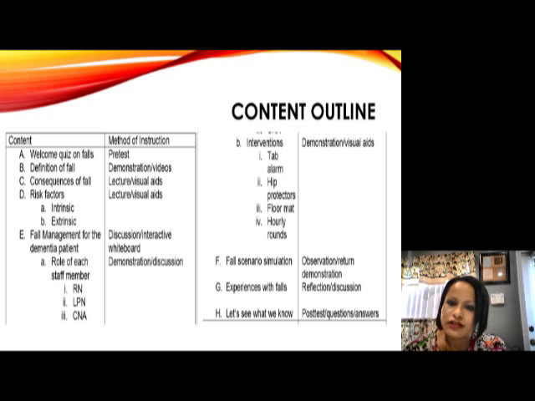Then the simulation, a fall scenario with observation and return demonstration. And then the students' experiences with falls, which will be reflection and group discussion. And then at the end, there'll be a post-test, so we're gonna see what they know, and then questions and answers.